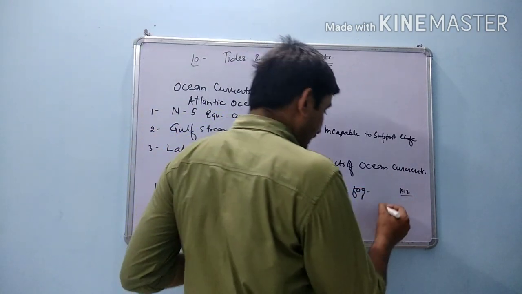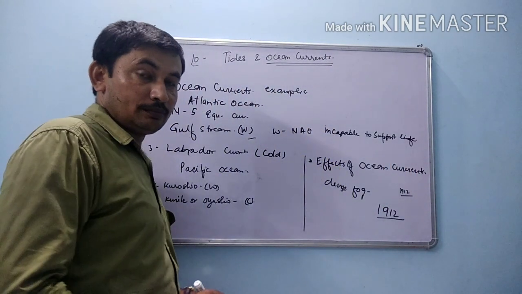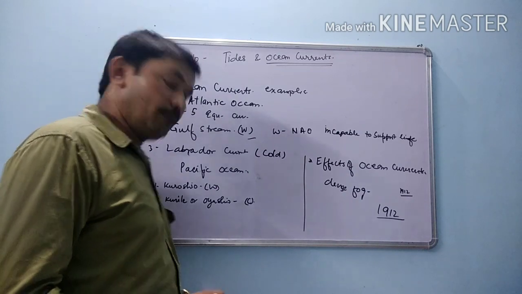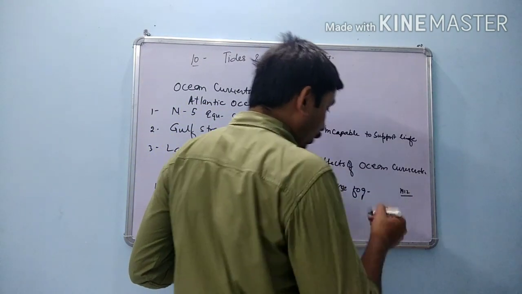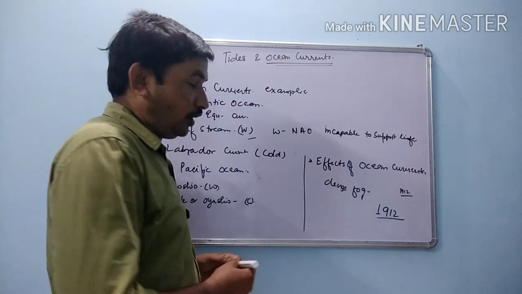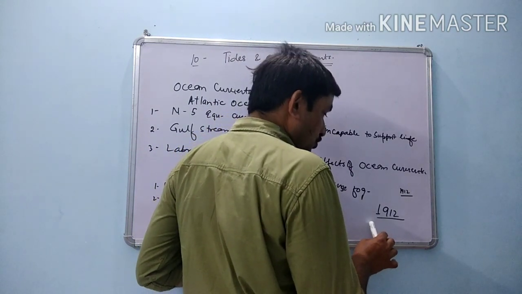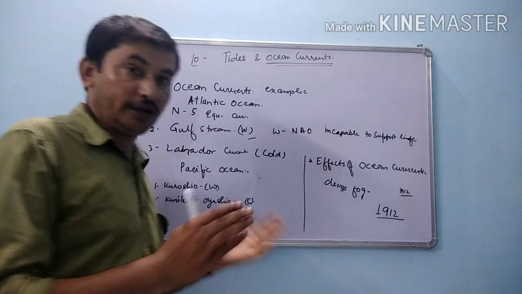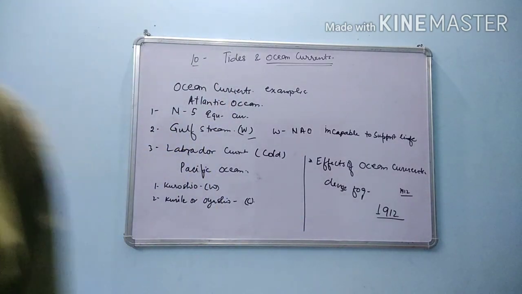Example, in 1912, the Titanic, a very big ship, sank due to that fog. They did not get information about the iceberg. Dense fog it was. So that ship sank in the ocean, broken from the middle. It happened there.